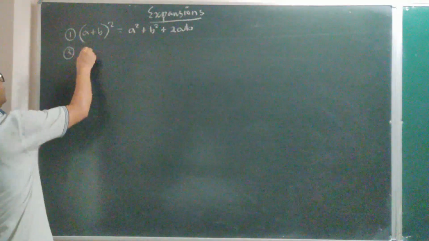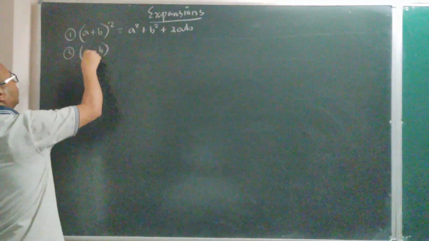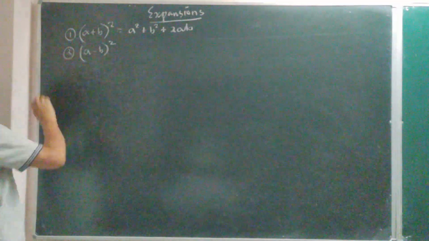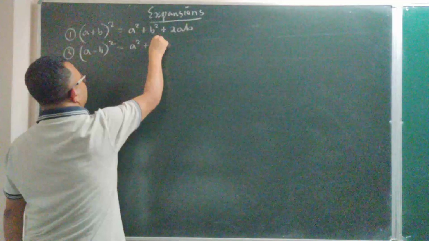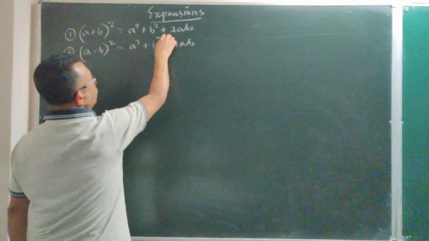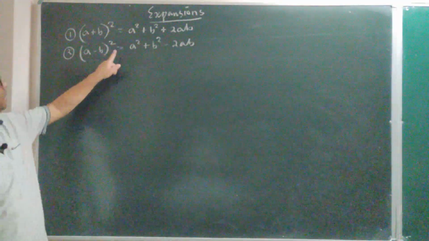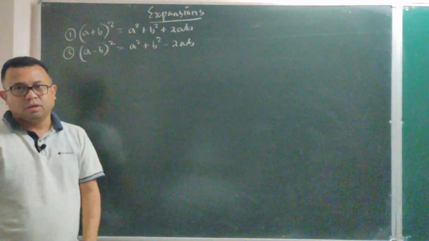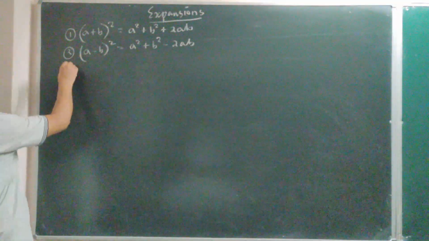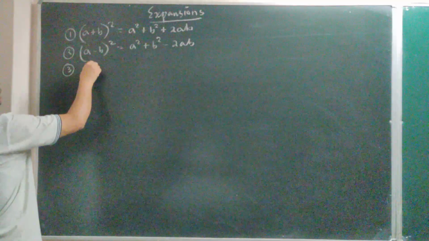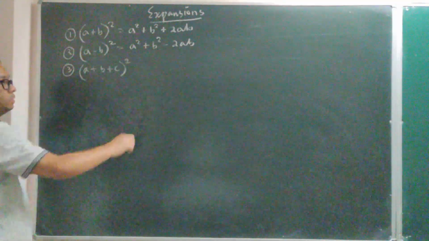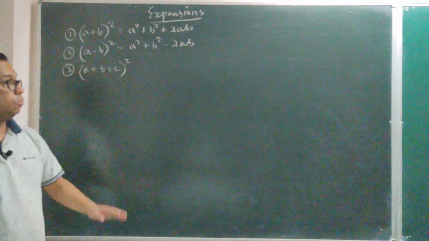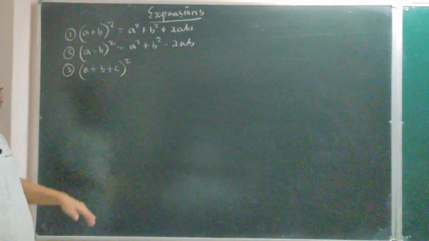Now the second formula is a minus b whole square. The same formula, but there it was plus, now here it is minus. And the formula is a square plus b square minus 2ab. So if that one was plus, this is minus. That is the second formula. Then the third formula is a plus b plus c. Now when you have 3 terms, so trinomial, then what is a plus b plus c whole square?